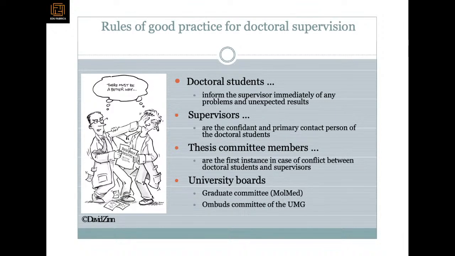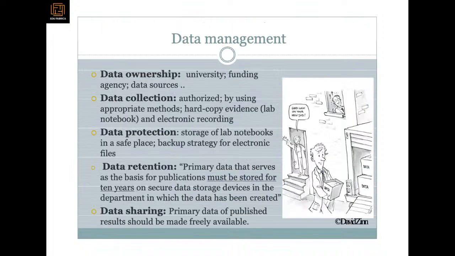Rules for good practices for doctoral supervision. Doctoral students inform the supervisor immediately if there are any problems or unexpected results. Supervisors are the confidential primary contact person of the doctoral candidate. Thesis committee members are the first instance in case of conflict between doctoral student and supervisors. Then the university board, graduate committee, and ombuds committee of the UMG.